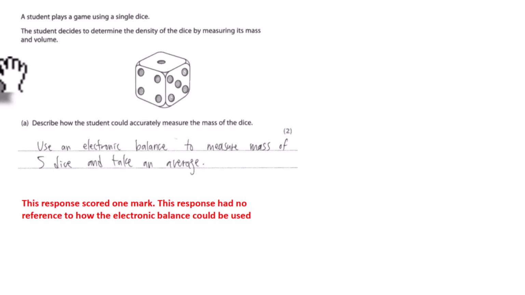So many people did not know that the moment you place or before you place an object on an electronic balance, you should always zero it before placing the object. So the electronic balance should be zeroed before taking readings. So this was missing in almost all the exam scripts.